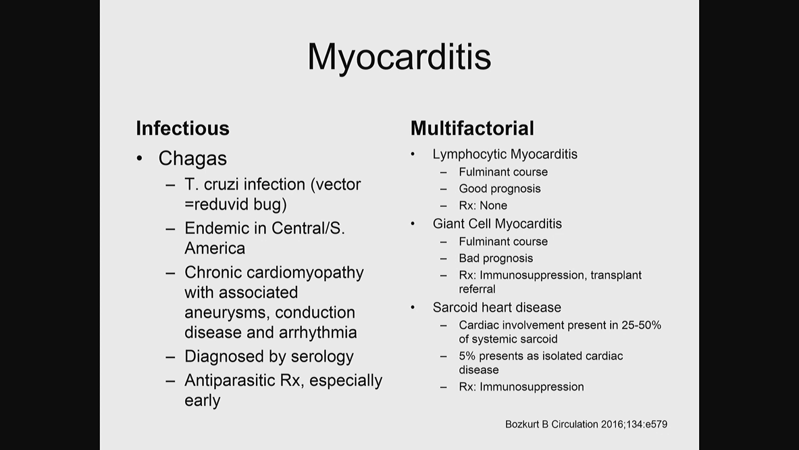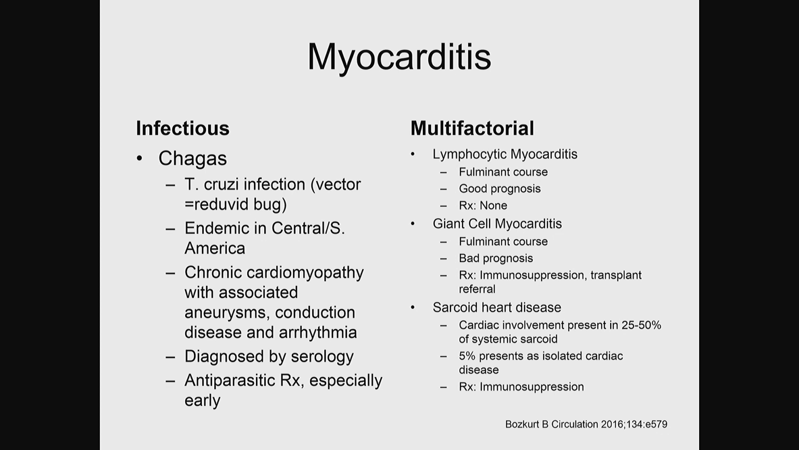Outside of infectious causes of myocarditis, the multifactorial etiologies include lymphocytic myocarditis, which can be diagnosed by endomyocardial biopsy, and while it has a fulminant presentation, the prognosis is actually good, and clinical trials have not shown an effect with anti-inflammatory therapy, and patients are instead treated with supportive therapy, versus giant cell myocarditis, which has a fulminant course but a bad prognosis, where immune suppression may be effective and urgent transplant referral is strongly advised.